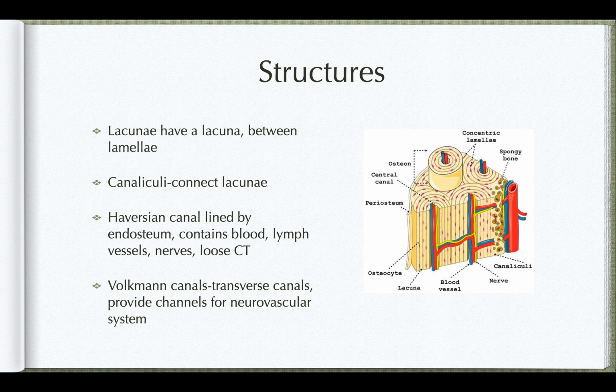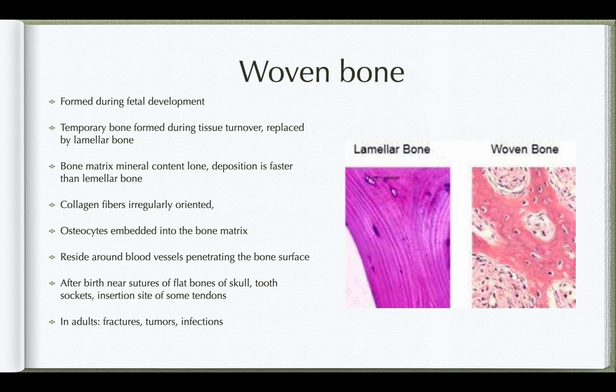So the lacuna has one osteocyte, and they lie between the lamellae. The canaliculi will connect the lamellae, and the Haversian canal is lined by the endosteum, and it contains the blood vessels, lymph vessels, nerves, and loose connective tissue. Volkmann canals are transverse canals, and they provide channels for neurovascular systems and for the Haversian canals to communicate.